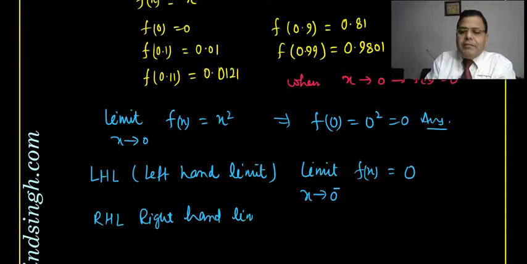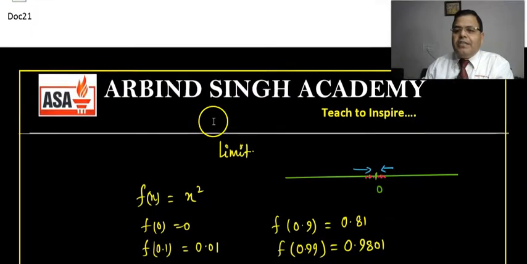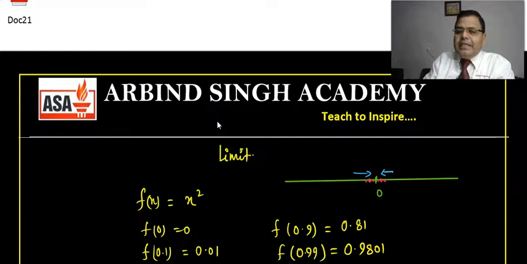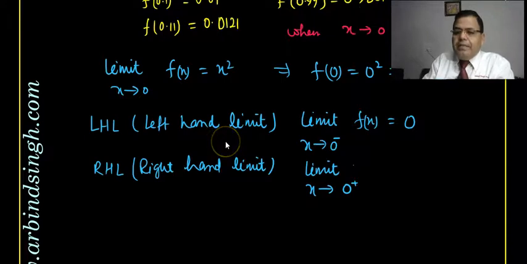I am just explaining this in a very simple way, not so mathematical, just to help the students of class 11th understand. Slightly more than 0 will be the right side. This is the right side, and this is the left side. So 0 can be approached from either the left side or the right side. Here the limit can be approached from the right hand side. In that case also it will be 0.